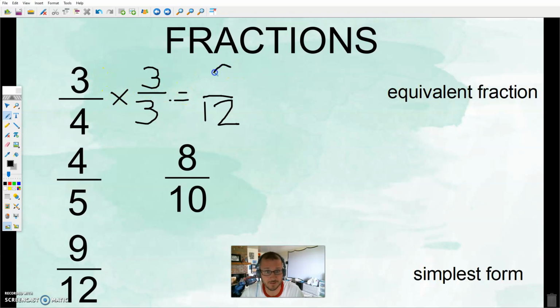3 times 3 is 9. So 3/4 is the same as 9/12. Okay, so there's two different ways we can check.